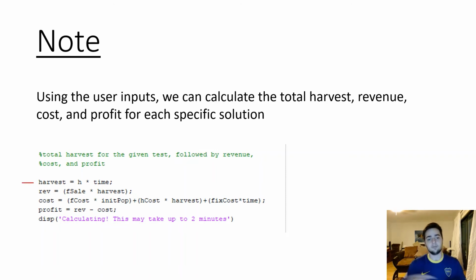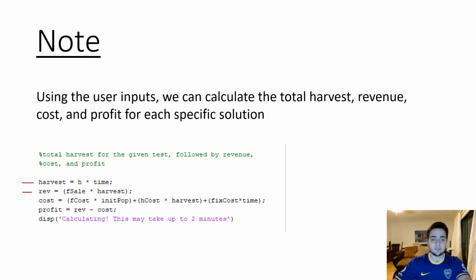And that's why we have harvest, which is simply the amount of fish that we expect to harvest at every iteration, at that time. So if we have a harvesting rate of 70 fish per year and 2 years elapse, we would expect a harvest of 140 fish. Revenue is determined by whatever the fish farmer told us they expect to get from each fish, times that harvest that we just calculated.